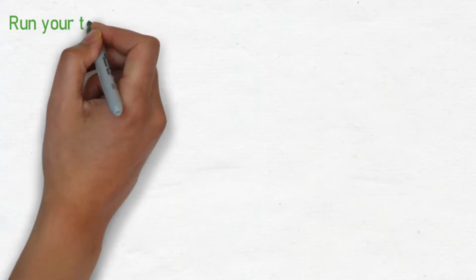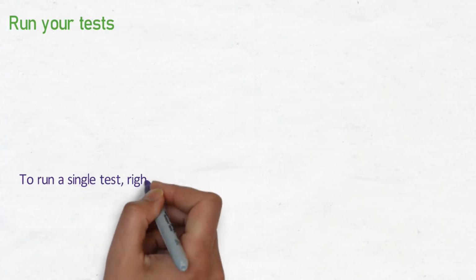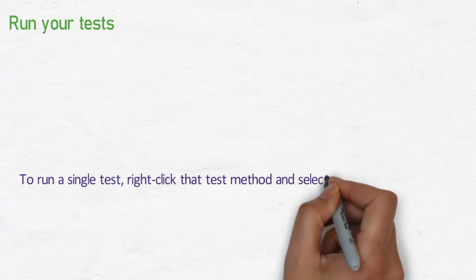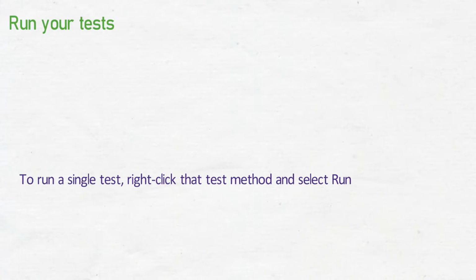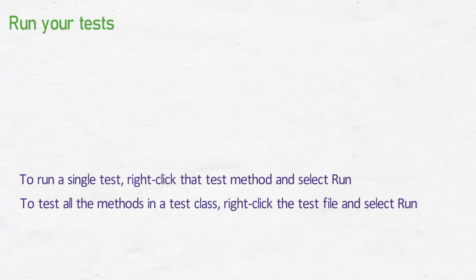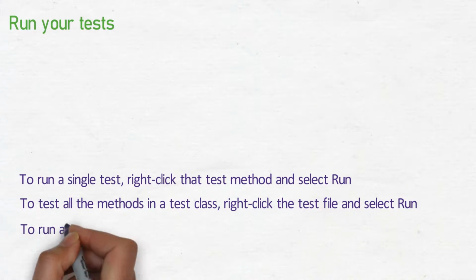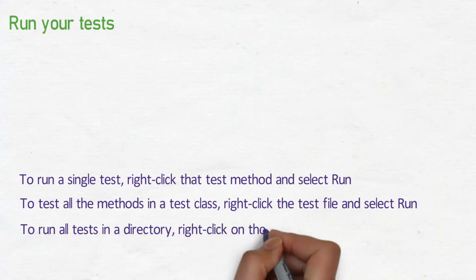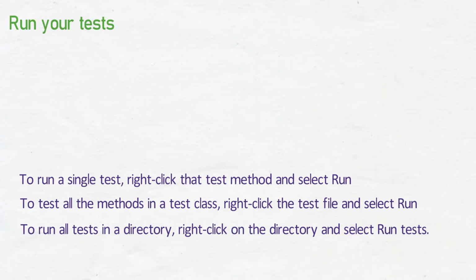To run your local unit tests, use these steps. To run a single test, right-click that test method and select Run. To test all the methods in a test class, right-click the test file in the project view and select Run. To run all tests in a directory, right-click on the directory and select Run Tests.